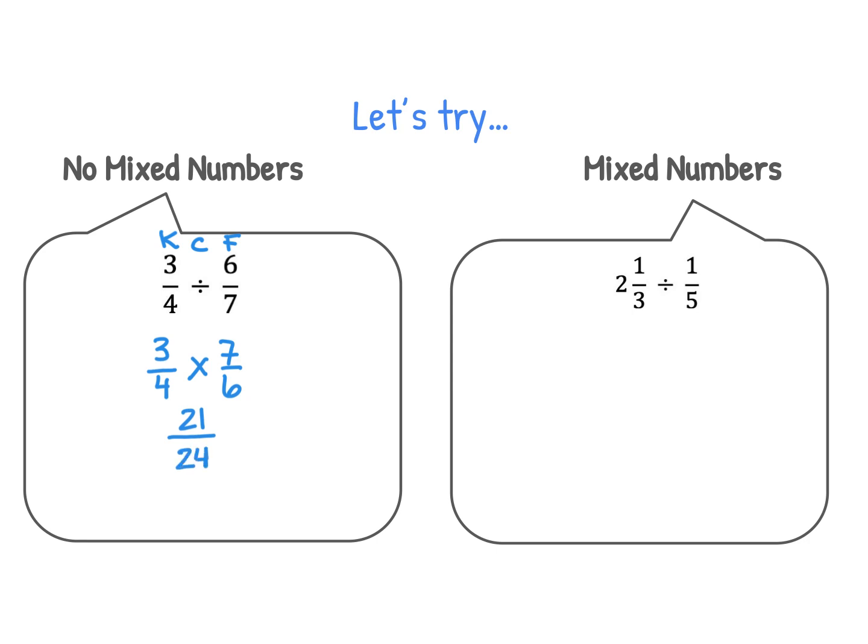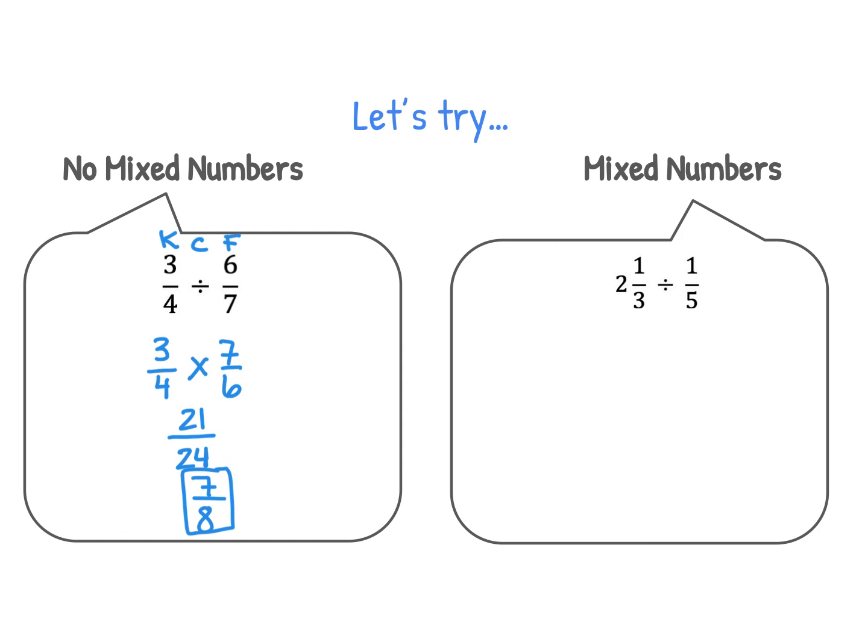I know that both of those numbers can be divided by 3. So 21 divided by 3 is going to give me 7, and 24 divided by 3 is going to give me 8. So my answer to that problem is 7/8. All right, let's move on to the next one.